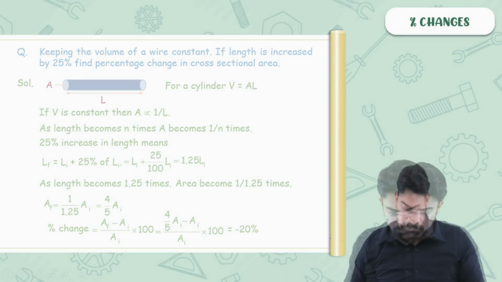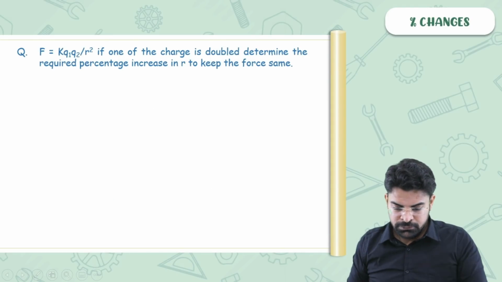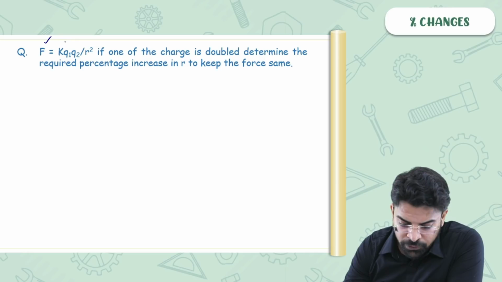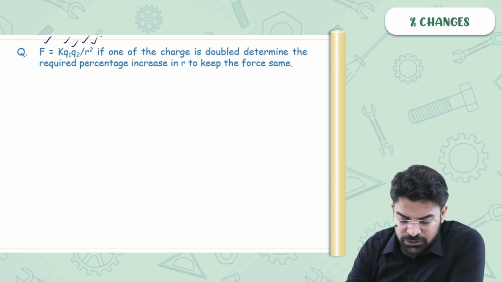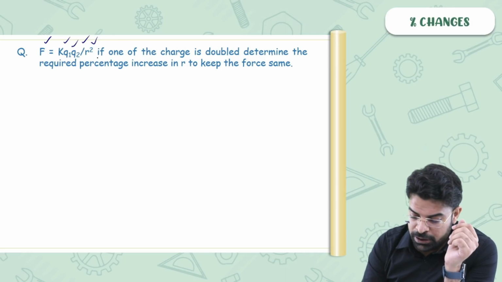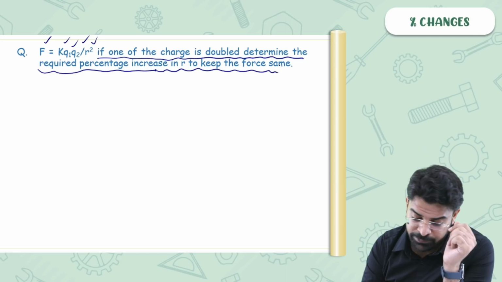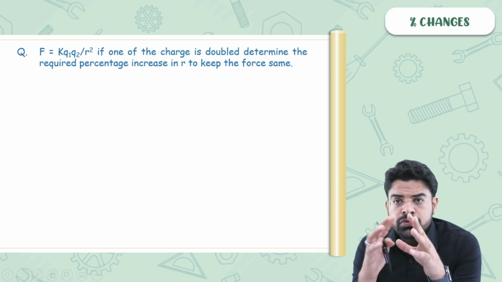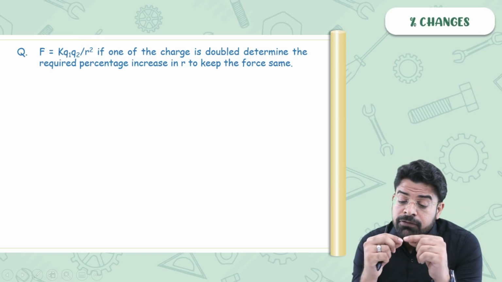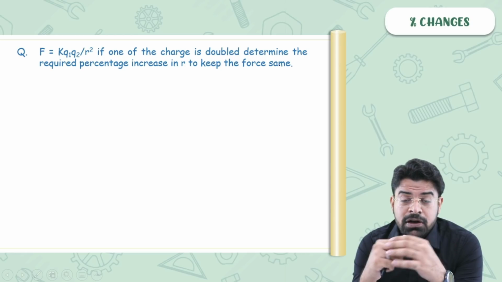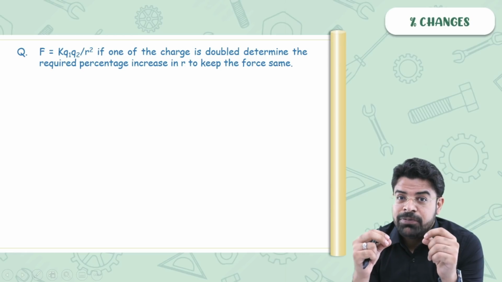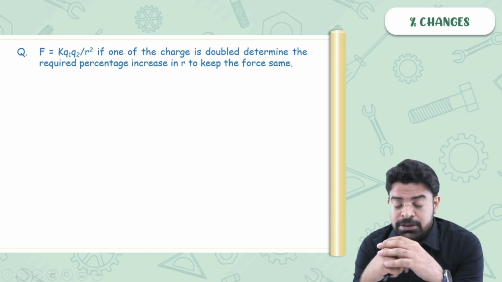Moving on. Force equals K Q1 Q2 upon R square, the standard Coulomb's law. If one of the charges is doubled, determine the required percentage increase in R to keep the force the same. One more time. F equals K Q1 Q2 upon R square. If one of the charges is doubled, what has to be the percentage increase in separation between the charges so that the force remains the same?